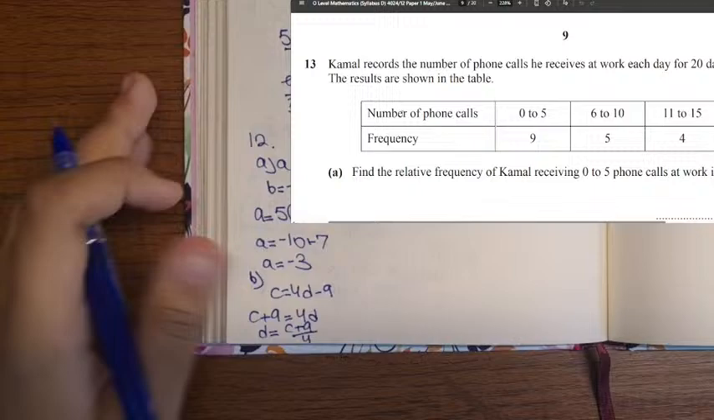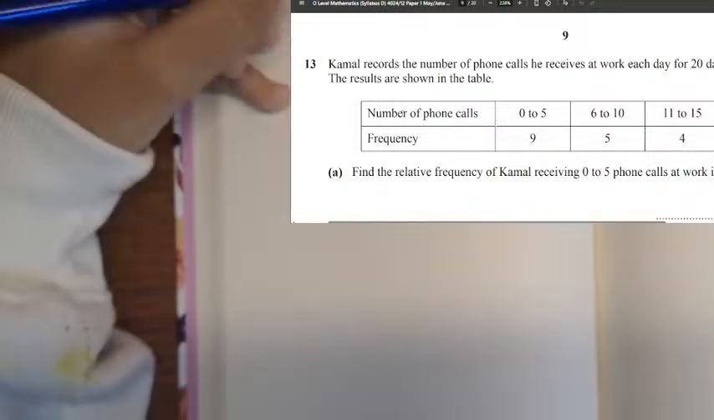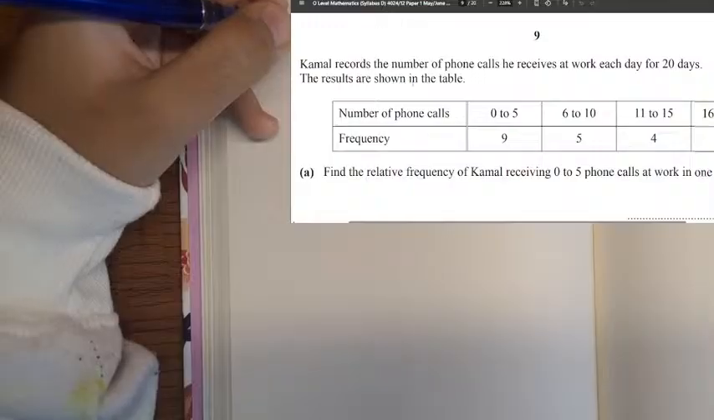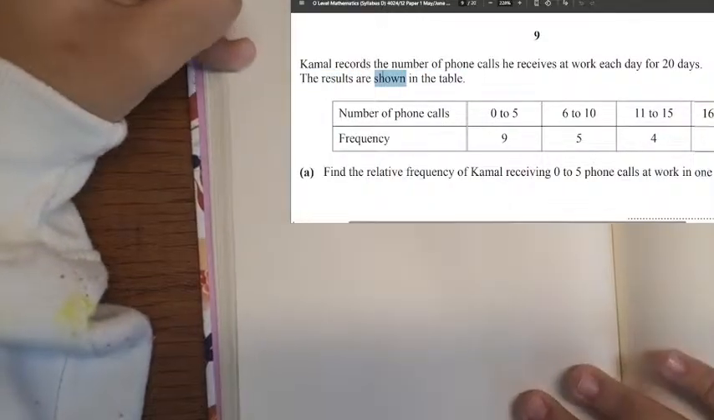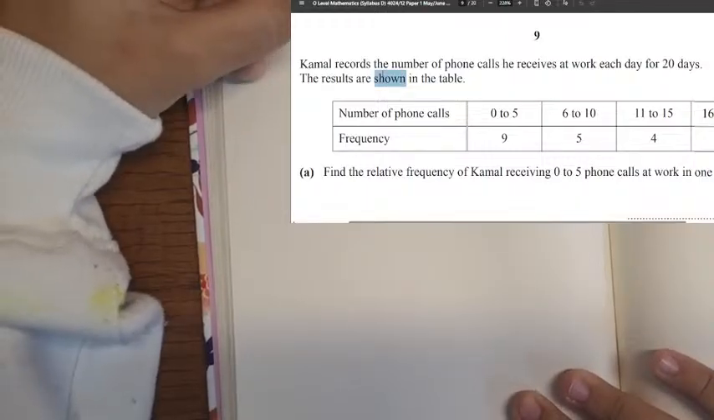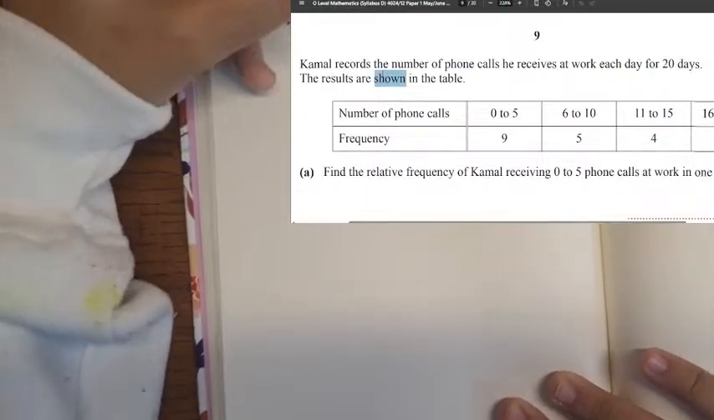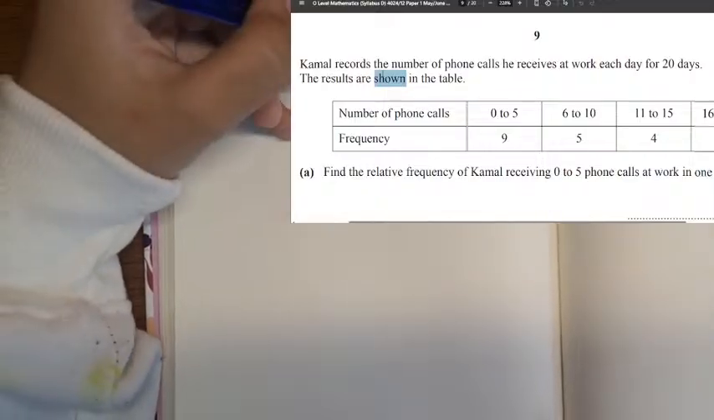Okay, fine. So, we're given the number of phone calls a person receives each day for 20 days. Now they're saying the results are shown in the table. So we see that the number of calls that he received from 0 to 5 is 9, 6 to 10 is 5, and so on. 11 to 15 is 4, and 16 or more is 2.